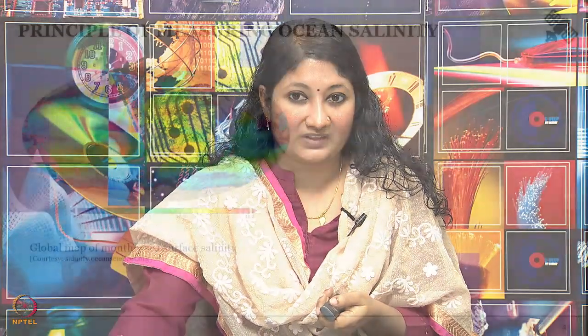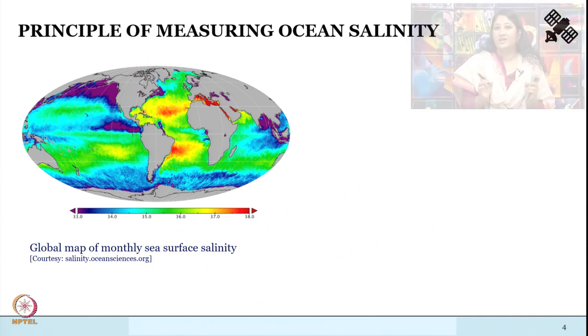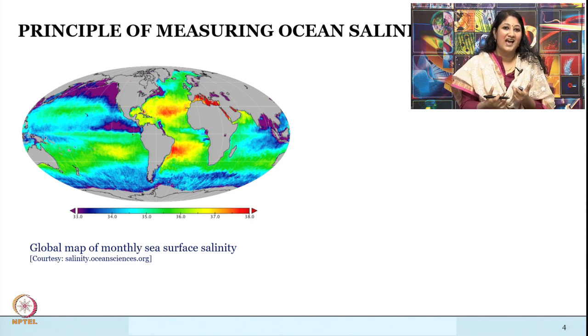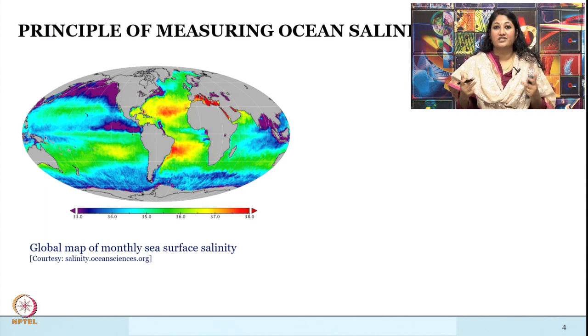Okay. So, let us try to look now at ocean salinity. At this point, let me mention that thermal infrared remote sensing is better suited for measuring SST. But when it comes to ocean salinity, microwaves dominate. Seen here is the global map of monthly sea surface salinity from salinity.oceansciences.org.